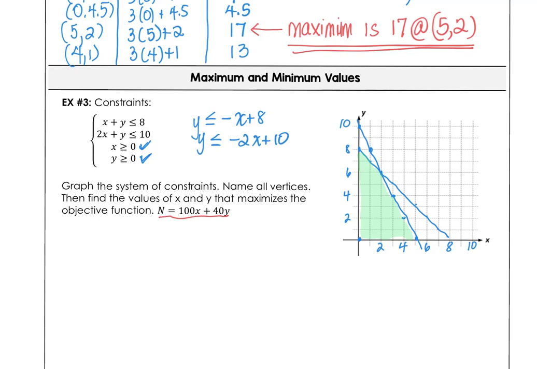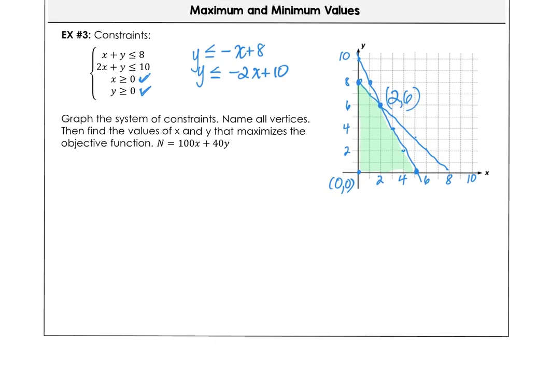So we have (0, 0) as a vertex, we have (0, 8) as a vertex, we have (2, 6), and we have (6, 0). So we have 4 ordered pairs that would be substituted into this objective function. Next I want to make a table that we can use for keeping our work organized.